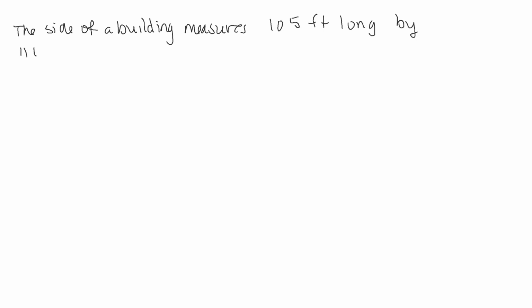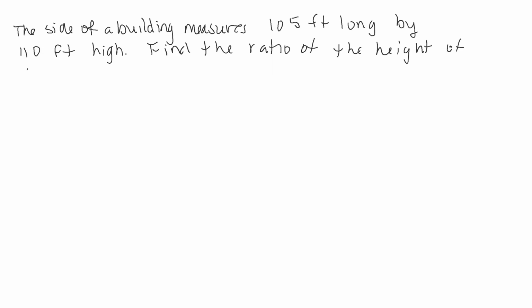The side of a building measures 105 feet long by 110 feet high. All right. So then the question will say, find the ratio of the height of the building to the building's perimeter.